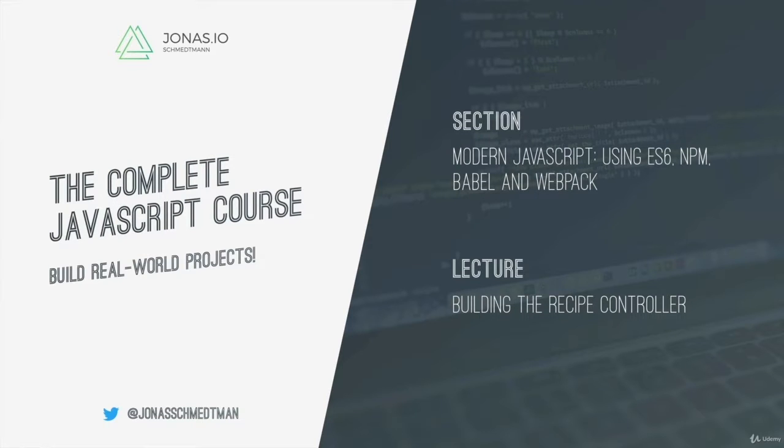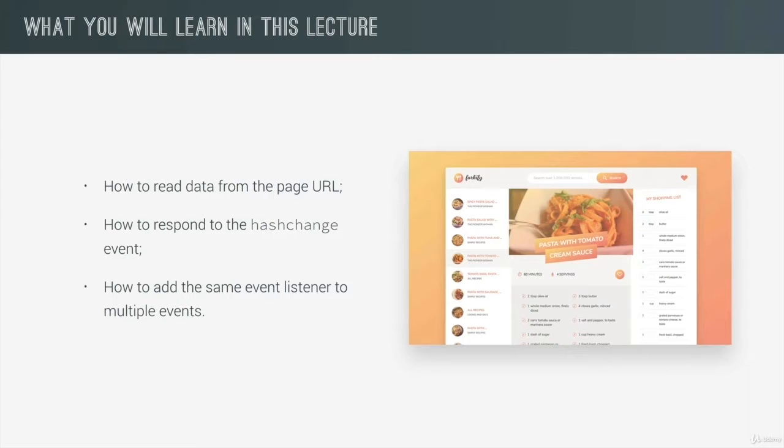In this video, we will implement a controller for the recipe section. And this is actually a pretty cool lecture where you will get some new knowledge. And so you will learn how to read data from the page URL by responding to the hash change event. And also how to add the same event listener to multiple events. So probably quite a long video, so let's get started.